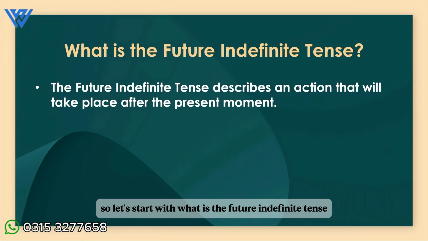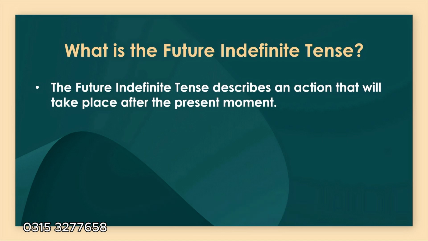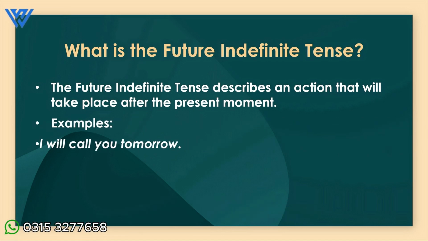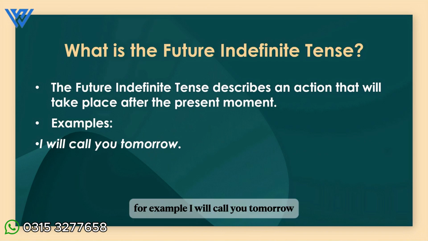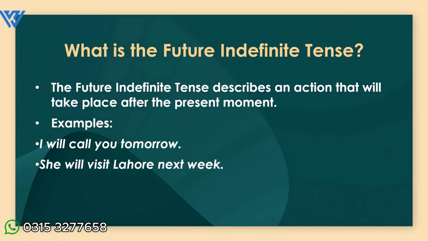The future indefinite tense describes an action that will take place after the present moment. Present moment के बाद जो कुछ होने वाला है, उस action को describe करता है. For example, I will call you tomorrow. आज के बाद, present के बाद, मैं बात कर रही हूँ कि मैं कल को आपको call करूँगी. That's a promise. She will visit Lahore next week.